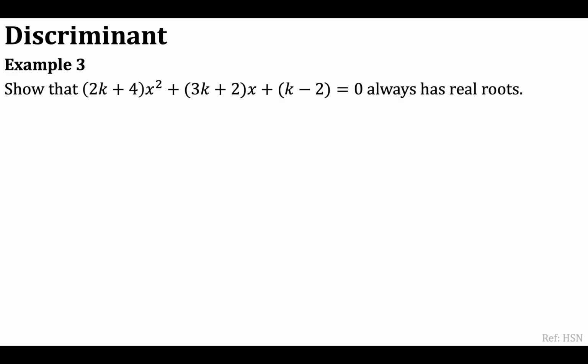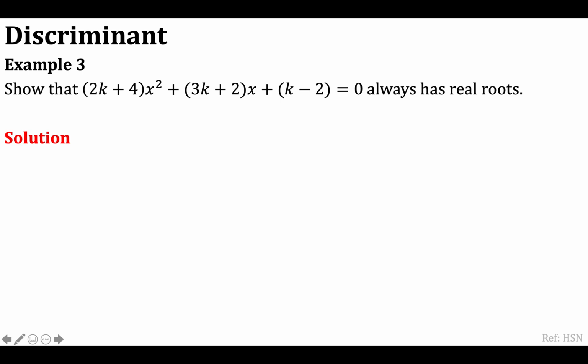So, example 3 then, we want to show that (2k + 4)x squared + (3k + 2)x + k - 2 = 0 always has real roots. So this is a proof this time. It's saying show that, and we want to show that the discriminant is always going to be greater than or equal to 0 because it's saying that it's always got real roots.